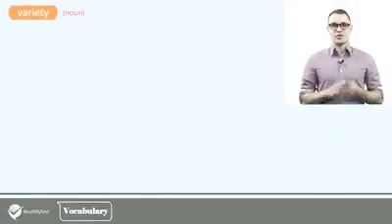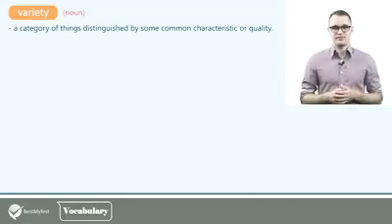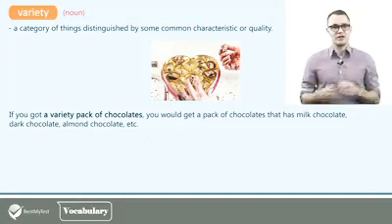Let's look at the next word, which is variety. Variety is a noun that is a category of things distinguished by some common characteristic or quality. For example, if you got a variety pack of chocolate, you would get a pack of chocolate that has milk chocolate, dark chocolate, almond chocolate, and so on.